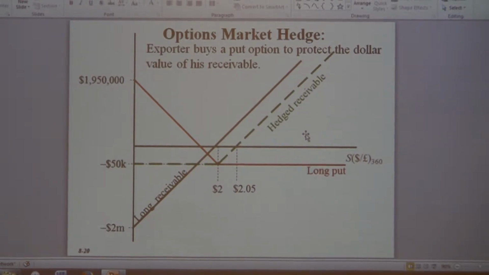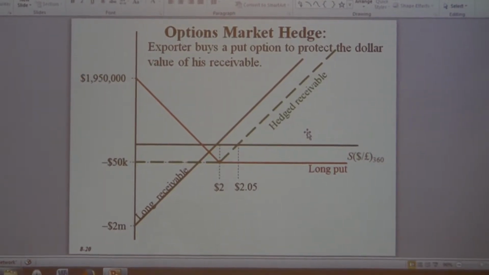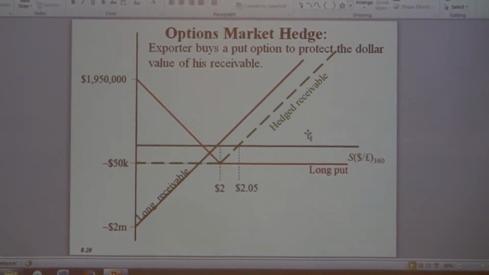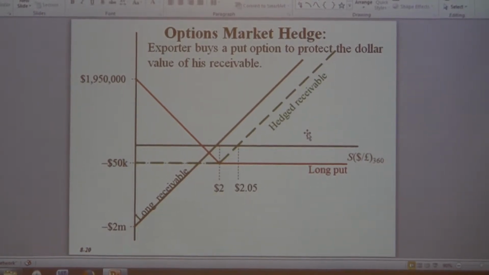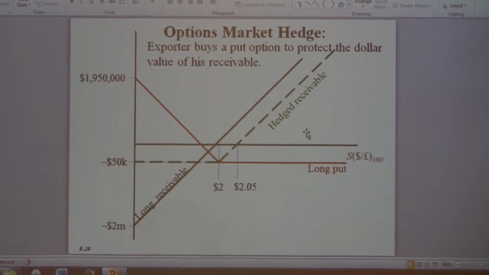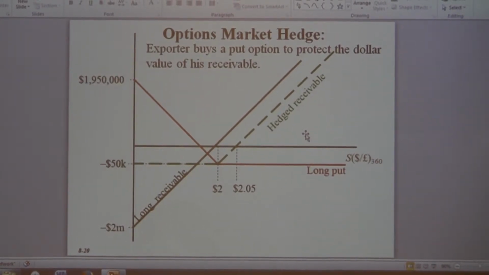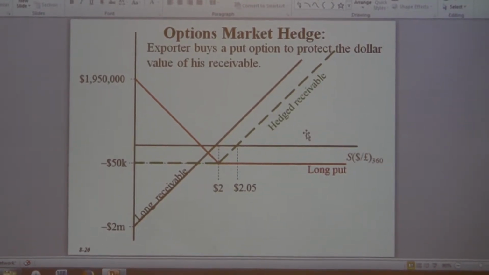So here, the loss in the options market is 0.05 times 1 million. Overall, what he does is he receives 2,050,000.